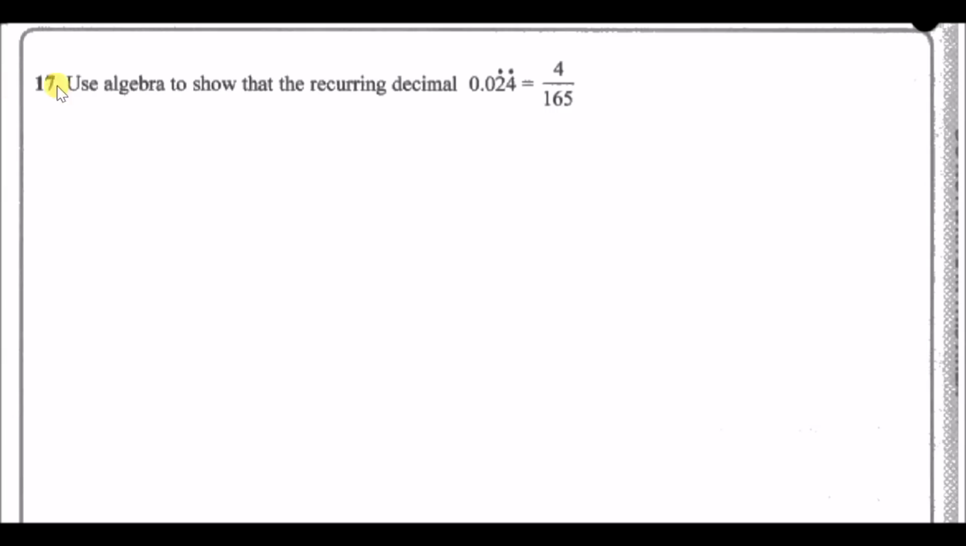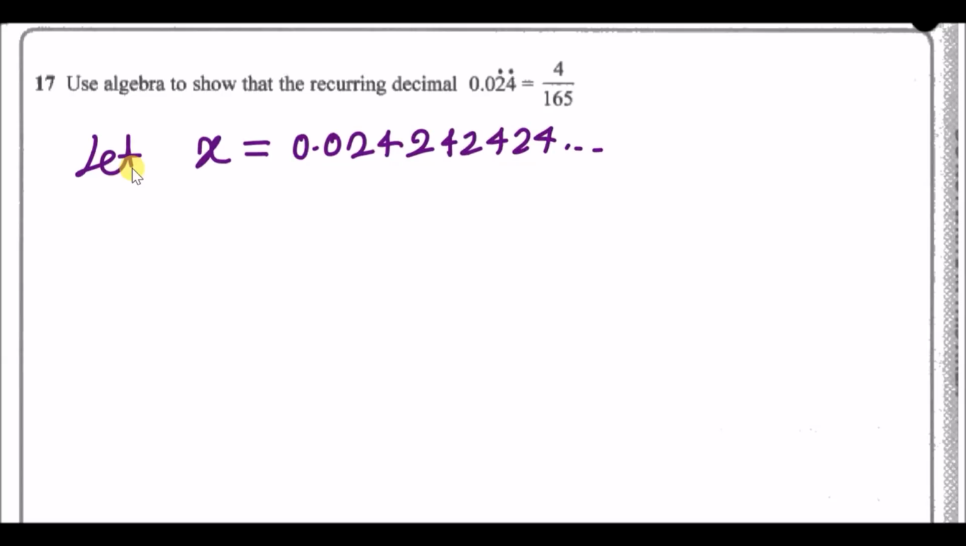So use algebra to show that the recurring decimal over here equals this fraction. Now, to prove anything, and when they say use algebra, they literally tell us, all right, we need to always let this equation equal something like x. So x equals 0.024 recurring. But instead of just writing recurring, I'm actually going to recur it, okay? Just a bit. So I'm just going to show you a demonstration, and that should hopefully help.